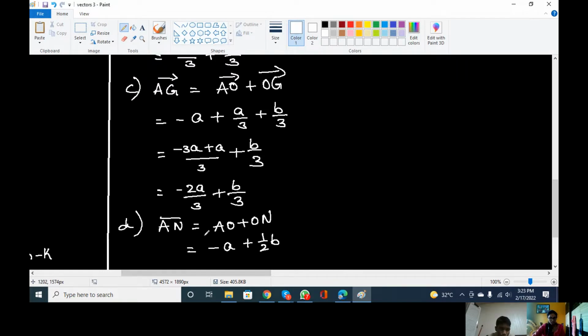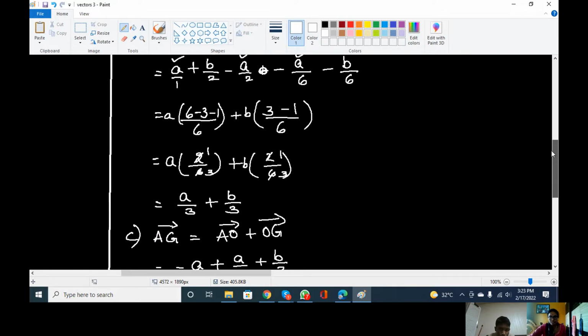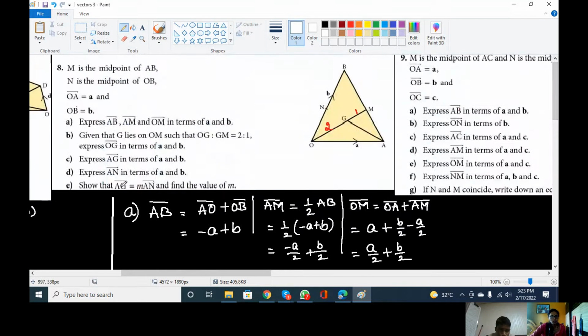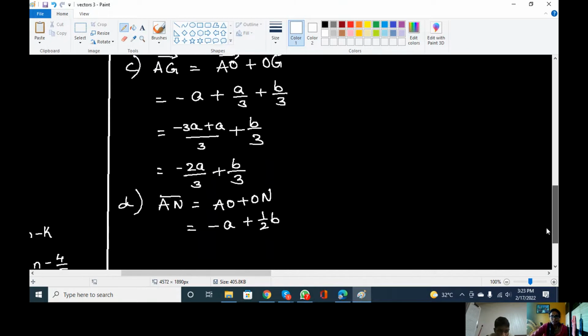Half of B. Next, last question. Show that AG is equal to MAN and find the value of M. So we will write AG is equal to MAN and we will substitute the values of AG and AN vectors and we will get the value of M.